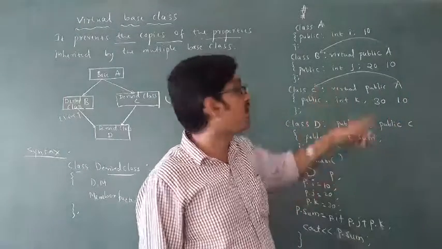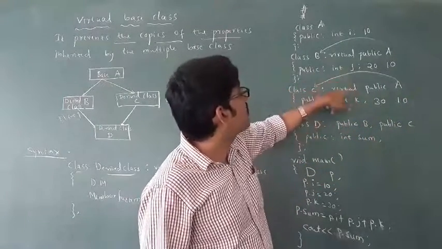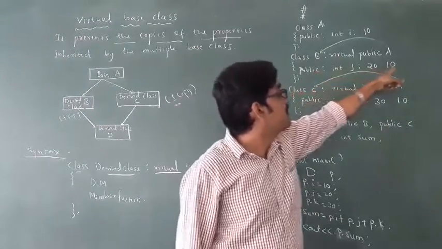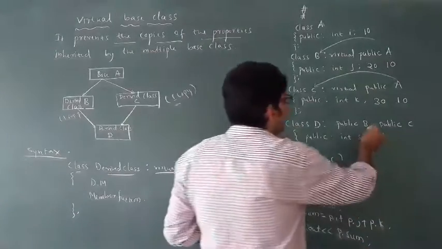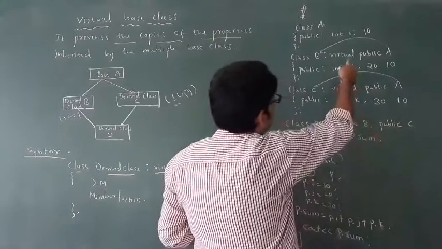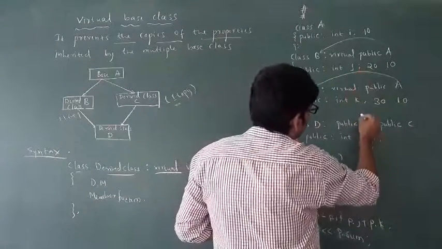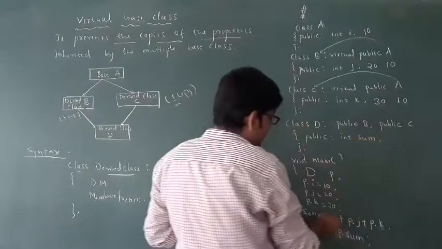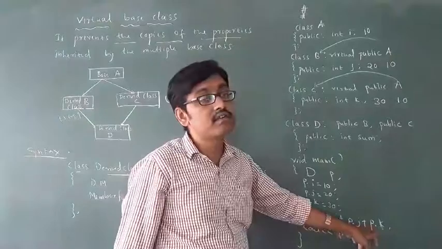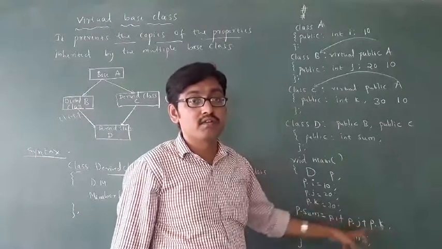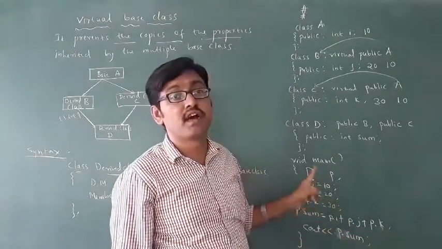To overcome this drawback, you have to use a virtual keyword. Then it gives only one copy. B and C, the value of B is 20, it comes here. Then it gives C: 10 plus 20 plus 30. You are getting the answer 60.